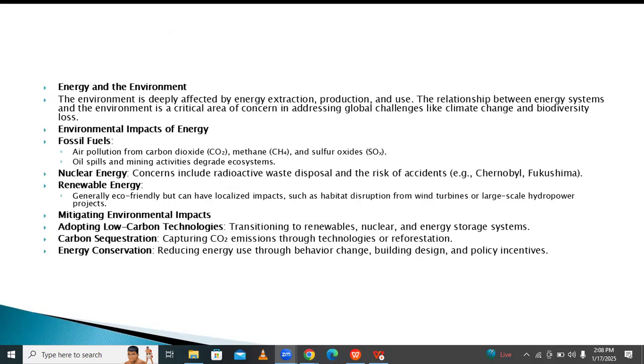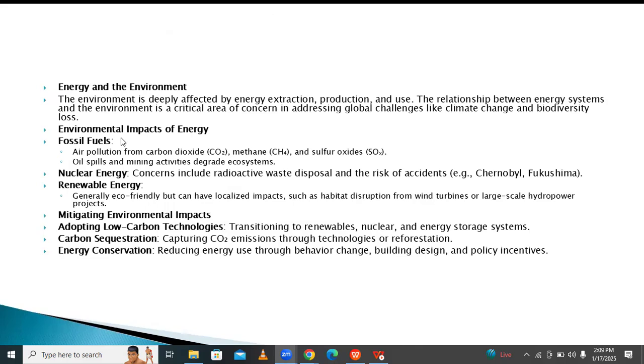Next, environmental impacts of energy: fossil fuels, nuclear energy, and renewable energy. These are the three important factors. For fossil fuels, the problem is air pollution: carbon dioxide, methane, and sulfur dioxide, sulfur oxides. These are pollutant gases, greenhouse gases, affecting the environment. Next, nuclear energy also has the risk of accidents and radiation, and radioactive waste disposal has an effect on the environment.